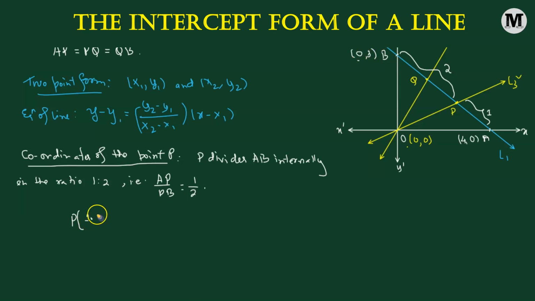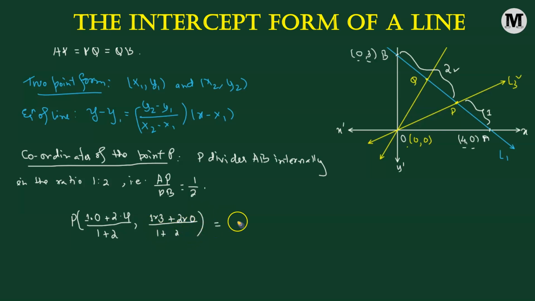So we have 1 multiplied to 0, added to 2 multiplied to the x coordinate of point A, that's 4. So 2 times 4 divided by the sum of the ratios, 1 added to 2. Then we consider 1 and multiply it to the y coordinate of point B, so 1 multiplied to 3, added to 2 multiplied to the y coordinate of point A, that's 0, divided by 1 plus 2.